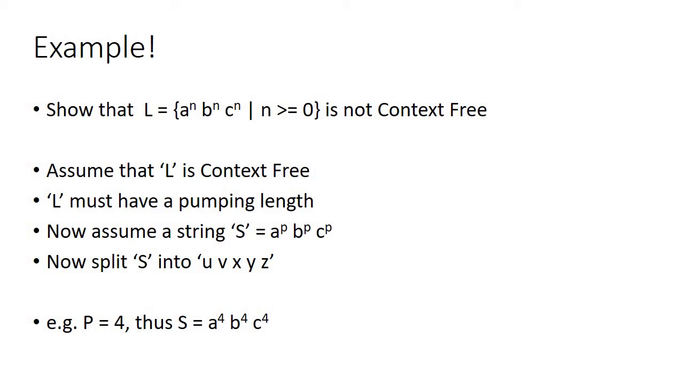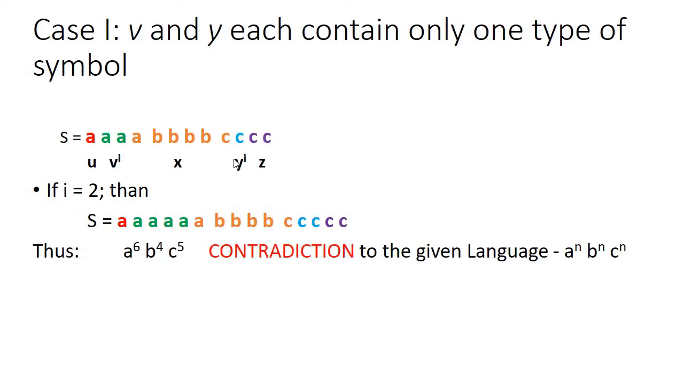So how we can split this value, we'll see in the next slide. For example, p is the pumping length 4, so we need to establish the string first, and then we can split the string into 5 parts. So if we are taking p = 4, then s, the string, must be a to the power 4, b to the power 4, and c to the power 4. So here is the combination.